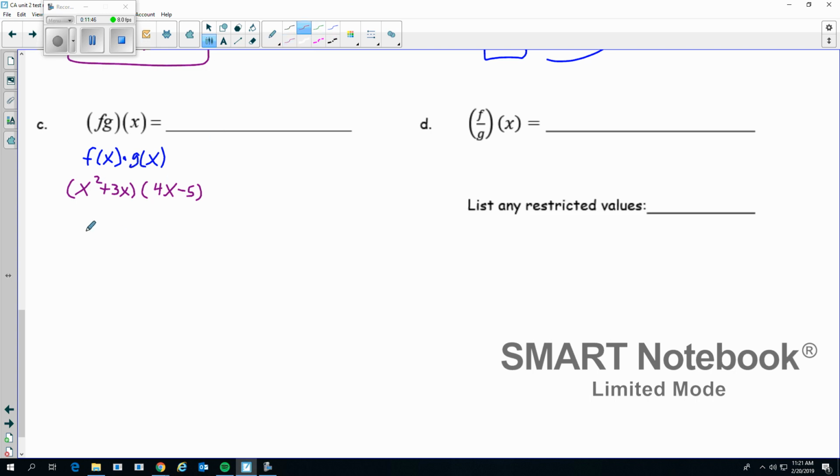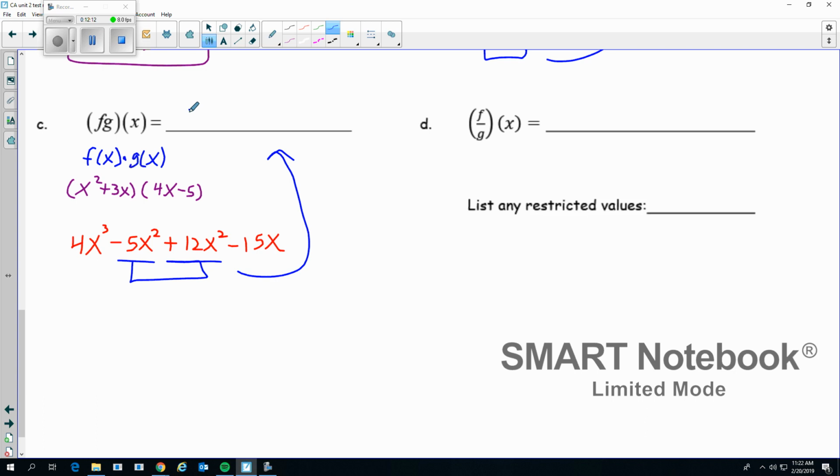So x squared times 4x is 4x to the third. X squared times minus 5 is minus 5x squared. Then 3x times 4x is a positive 12x squared. And 3x times minus 5 is minus 15x. Once again, we end up with some like terms in the middle that we'll combine. So going up to put our answer up here, we get 4x cubed plus 7x squared, and then minus 15x. There you go.